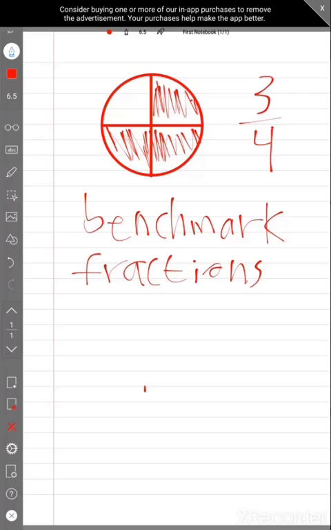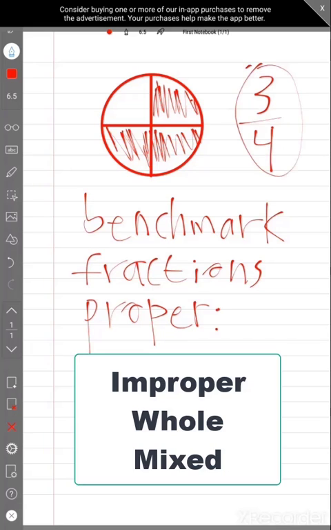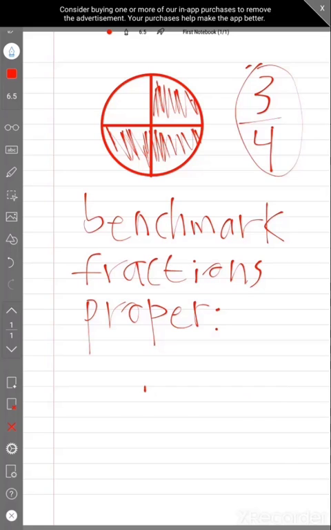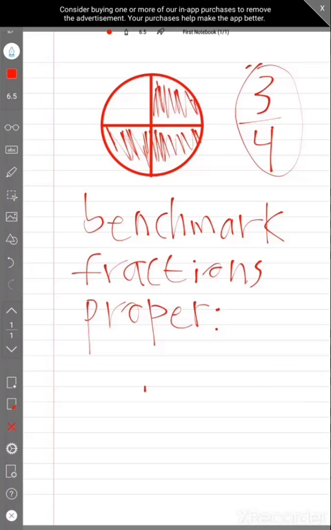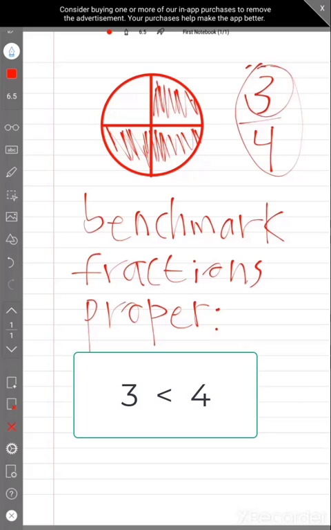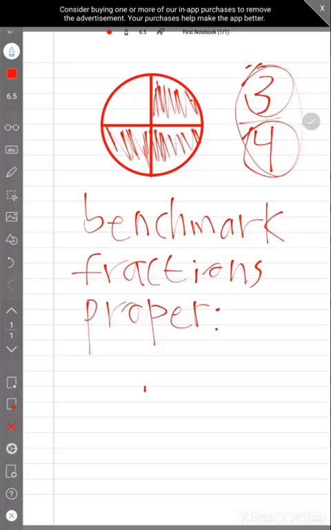Fractions such as proper, like the benchmark fraction we have here, it is a proper fraction. Improper, whole, mixed fractions are all different types of fractions. Proper fractions are fractions that have the numerator less than the denominator. Like I said before, this benchmark fraction is a proper fraction because the numerator 3 is less than the denominator 4. So let's take 3 examples: 3/4, 5/6, and what's very common, 1/2.